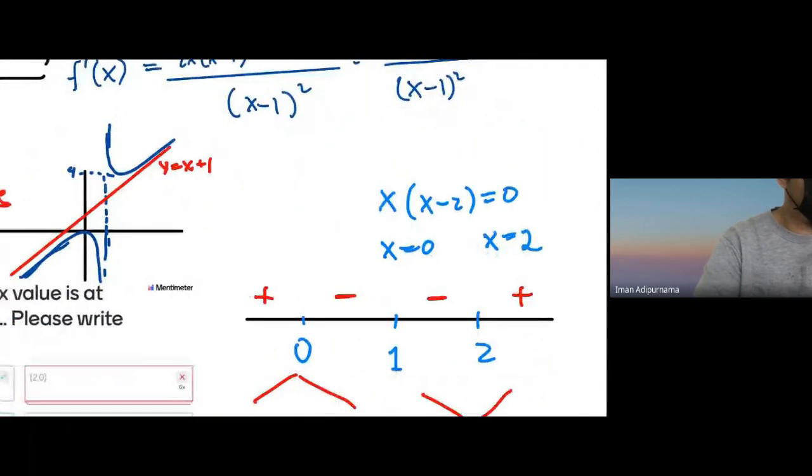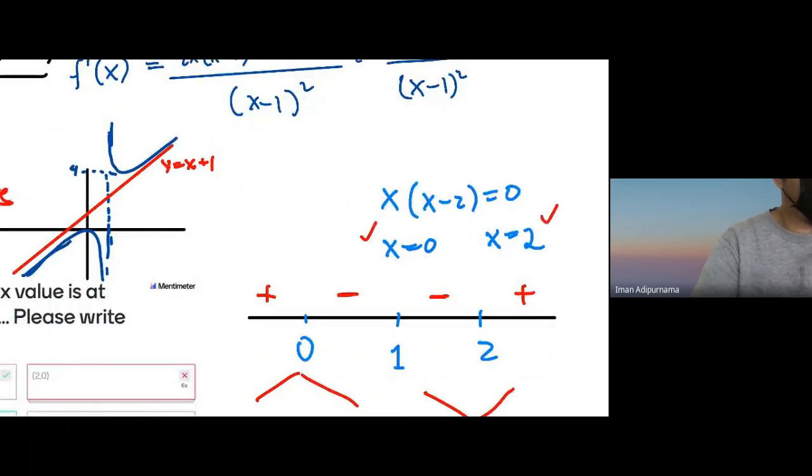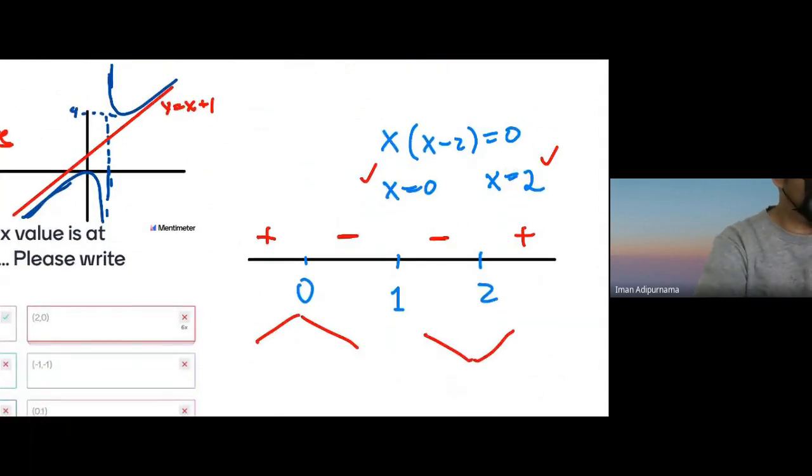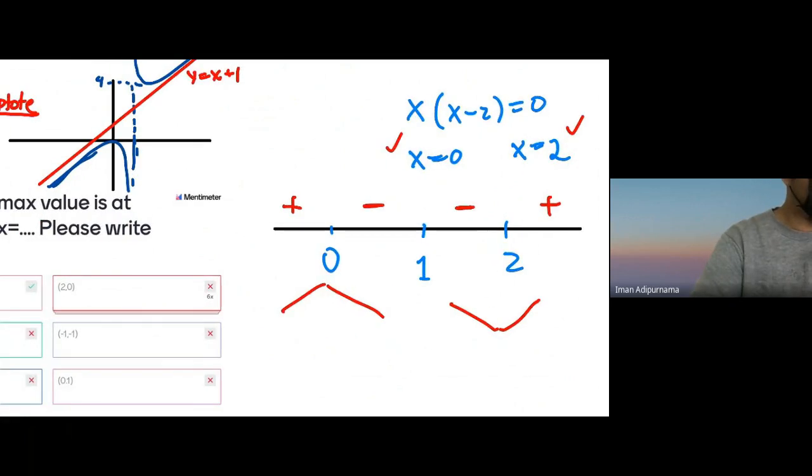And then you have x equals 0 and x equals 2. Draw the number line to see how the x will be, and check all the x. Check whether f prime is positive or f prime is negative.